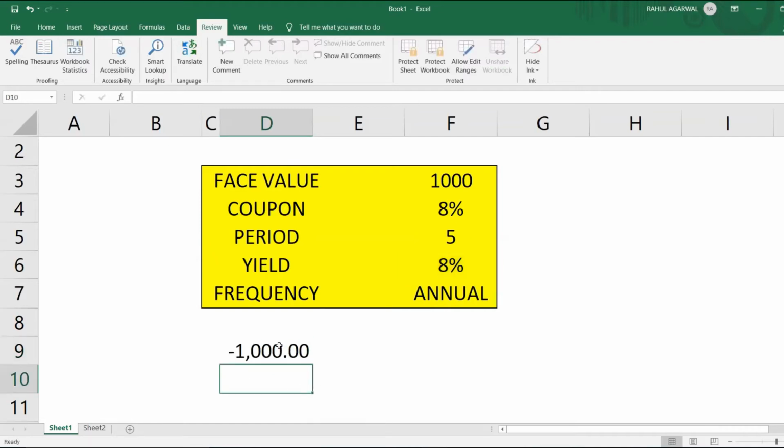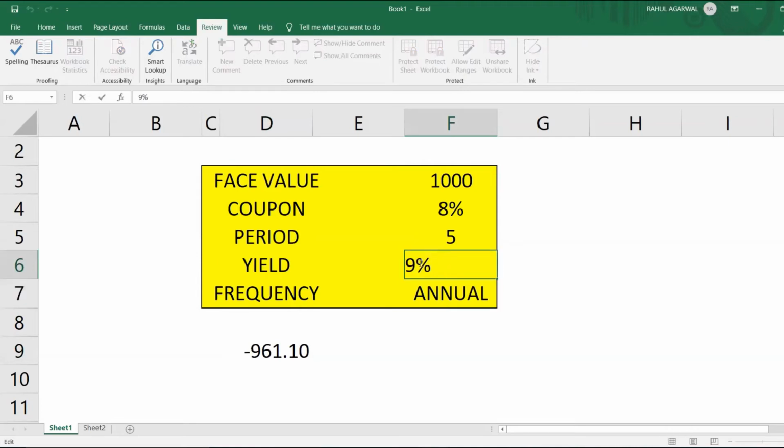Press enter here. Now you can see it's 1,000 rupees. Why? Because coupon and yield are the same, that's why the bond is trading at par. Now please pay attention. If yield goes up, let's say I take an example of 9%, then ideally the price goes down, so the bond price must be less than 1,000 rupees. Press enter and see, yes, yield has gone up, the bond price has gone down, right?